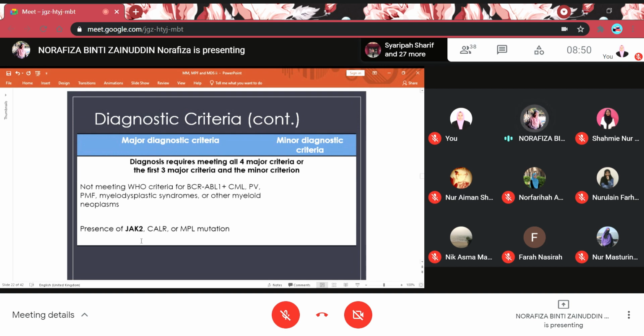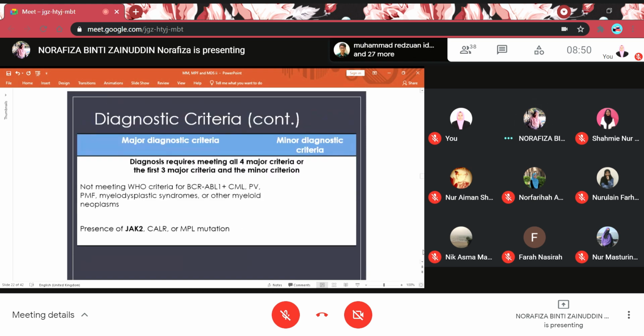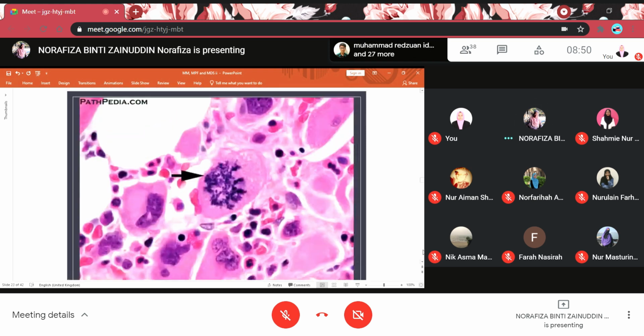Okay, this one, the presence of JAK2, CALR, and MPL mutations. This one is very common in these patients, in ET patients. Okay, the minor criterion just now is presence of clonal marker or absence of evidence for reactive thrombocytosis. All right. So this is essential thrombocythemia.